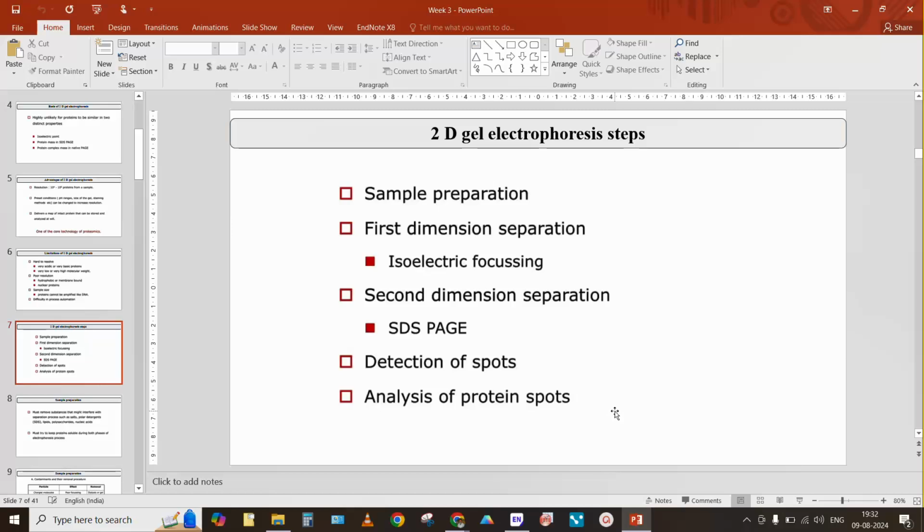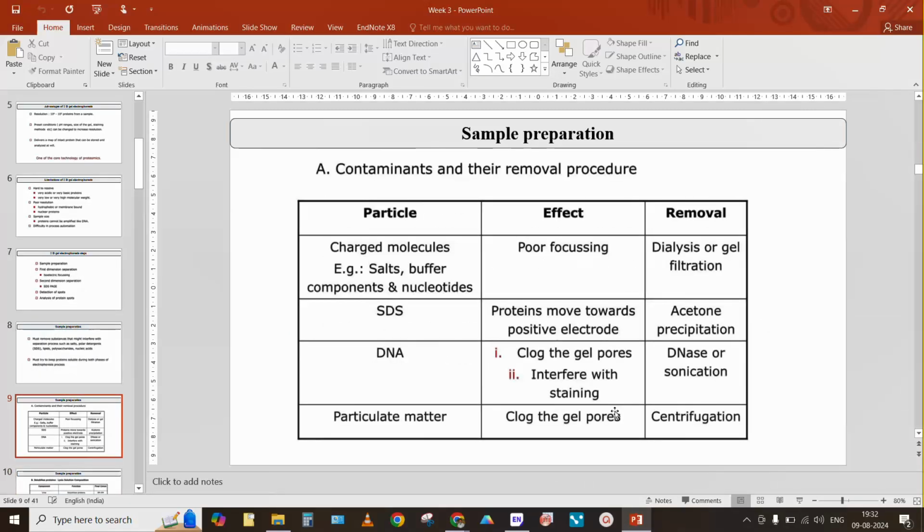Okay, this I've already covered. Now there are some contaminants and removal procedures. There are some particles and charged molecules like salts and buffer components that have a poor focusing effect on the sample, which can be removed using dialysis or gel filtration. Then SDS makes the protein move towards the positive electrode, and it can be removed by acetone precipitation, as well as for DNA and particulate matter.